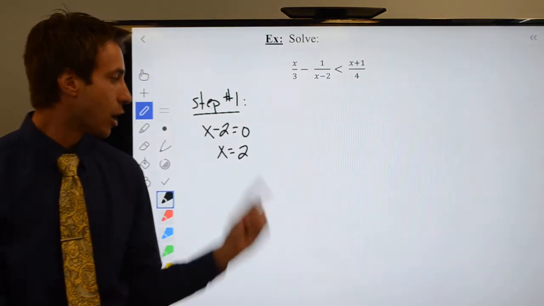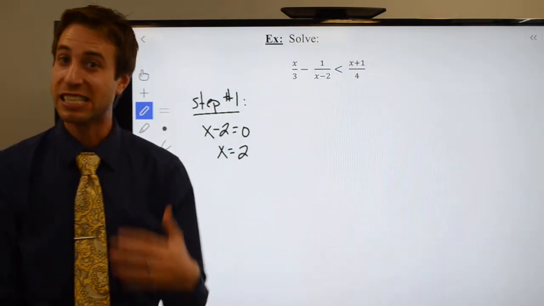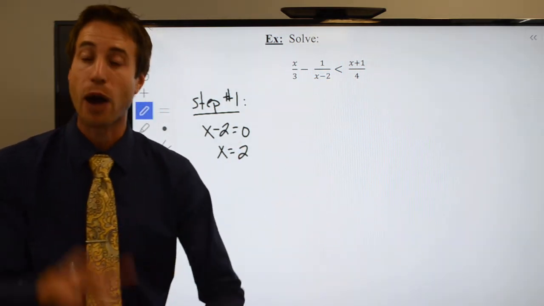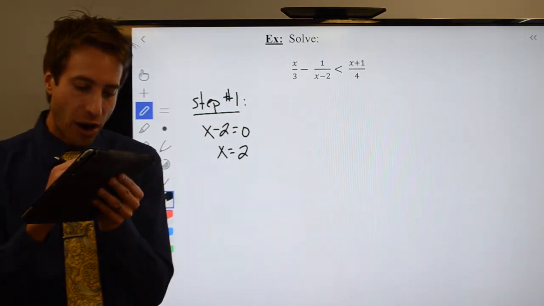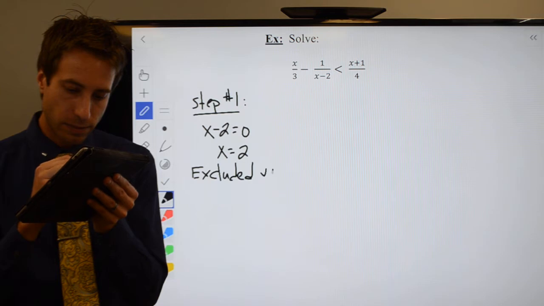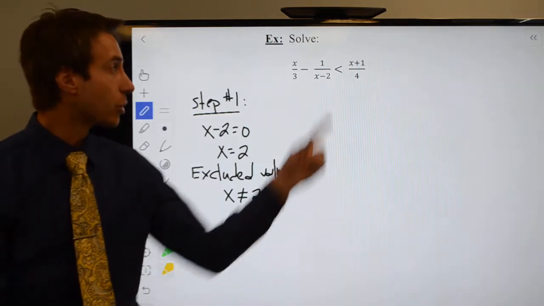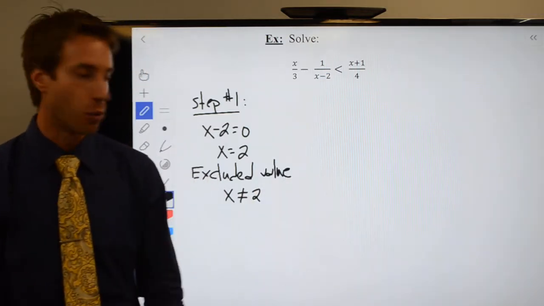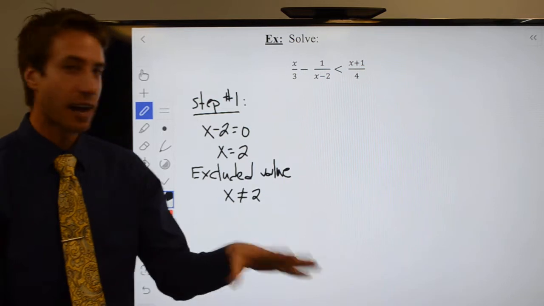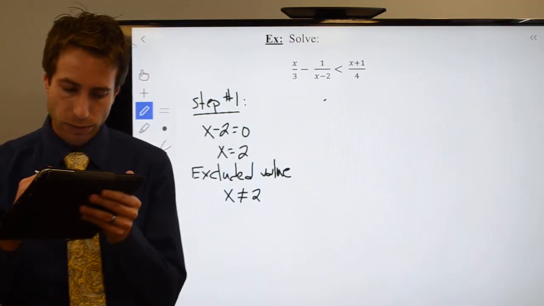But what does that tell me? Well, that tells me if I plug in a 2, 2 minus 2 is 0. That gives me division by 0, which I know is not allowed. So actually, we have found our excluded value. X cannot equal 2, right? If x were equal to 2, I would get division by 0, and that's no bueno. So there we go. I've got my excluded value, part 1, for solving this problem. Step number 2.